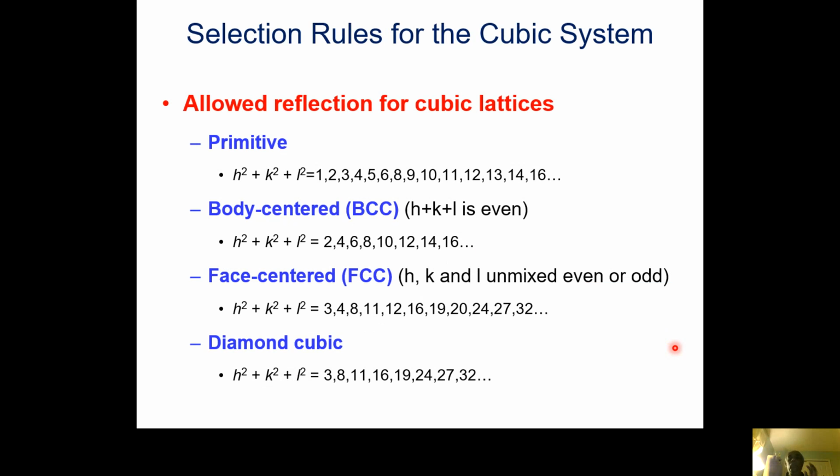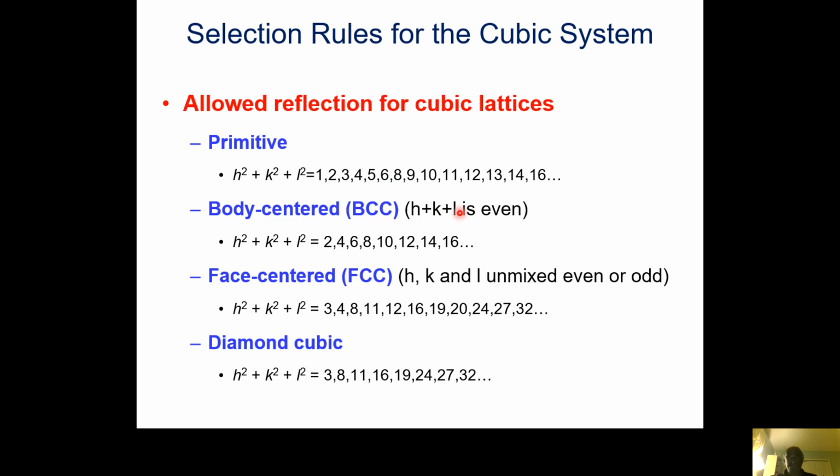So let's start with this, but before we do, we have to keep track of these selection rules. Remember, if you have a simple cubic primitive lattice, this h squared plus k squared plus l squared, that S value, can be any of these, except you cannot have 7 here, because h, k, l can be any number 1, 2, 3 or 0. So then you can get all these numbers, 6, these things.